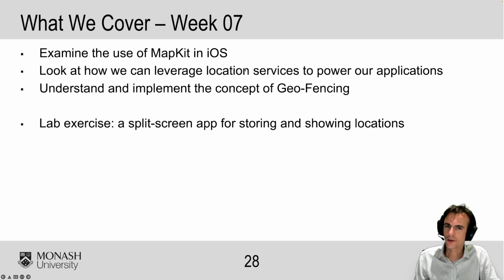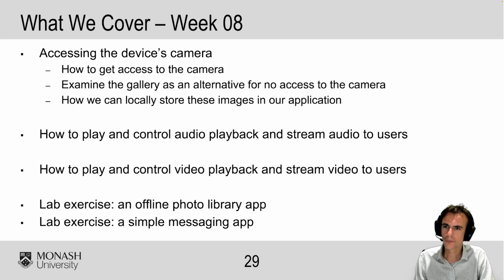For week 7, we look at MapKit, and we also understand how we can use location services to get the GPS location of the user and do things like geofencing, which is triggering events when the user enters or leaves certain areas. And for this, we also build a split screen app for storing and showing locations. And split screen app shows how you can build an iPhone app that can also work on iPad and be used as a Mac app as well.